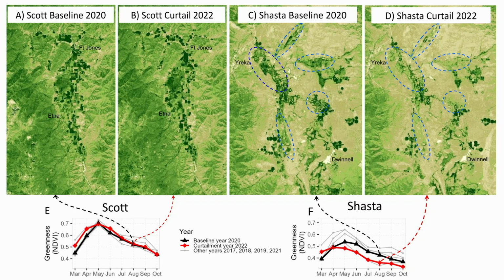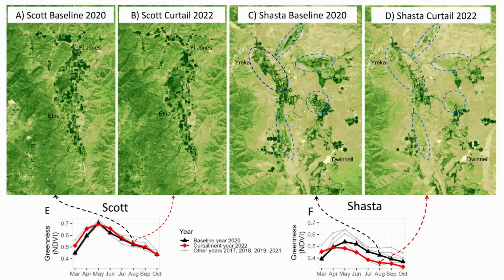The top maps there show for mid-August the Enhanced Vegetation Index, which is just a way of measuring greenness of the fields. This is from the Sentinel-2 satellite. So the left 2 maps show the Scott River in the baseline year and in the curtailment year. And you can see that the level of greenness in the Scott is relatively similar between the 2 years. That panel in the lower left, that line plot shows the greenness across all the months of the growing season. And you can see in most months, the greenness was very close between the curtailment year and the baseline year.